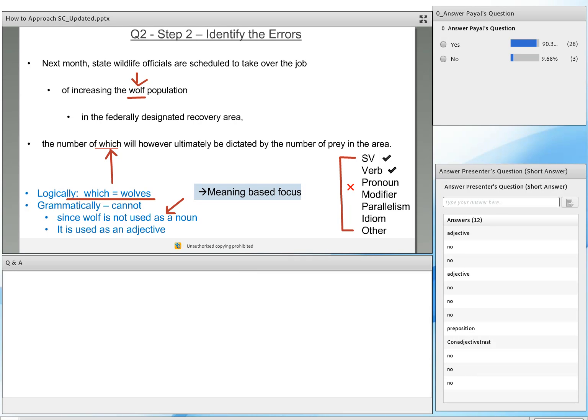Okay, so I already answered this question with regards to how can it refer to wolf, because pronouns cannot refer to an adjective. You're absolutely right.